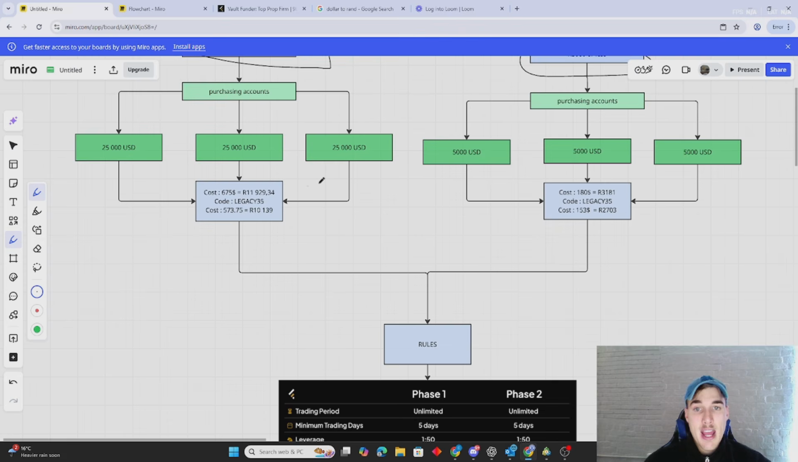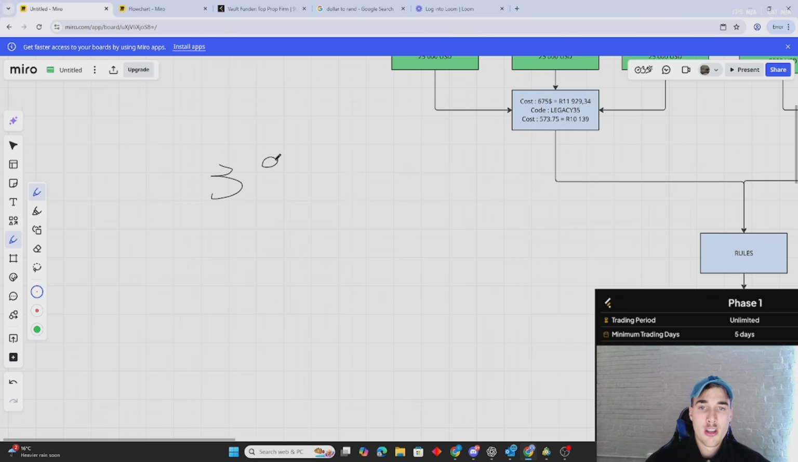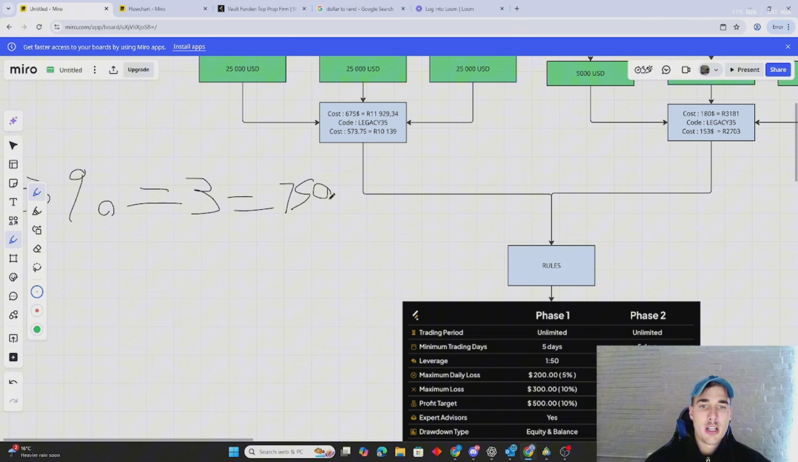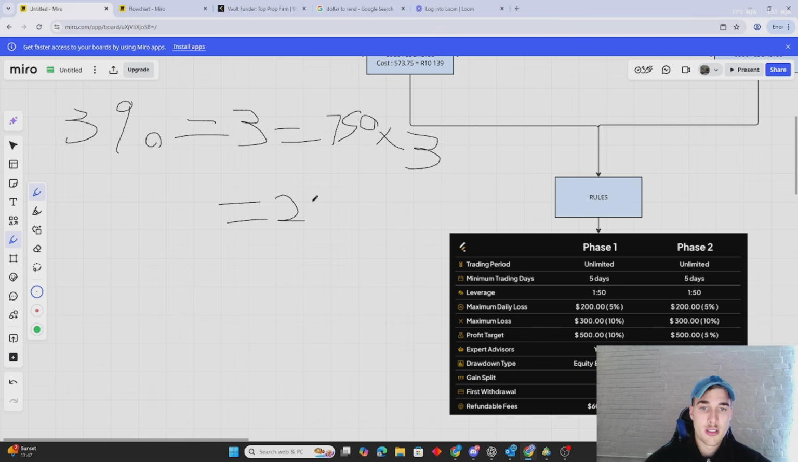I'll make 3% on all 3 accounts, right? All 3 accounts equals $750, right? Times 3, which will equal $2,250 cash in your bank, right? That's if you get 3% on all 3 accounts on the $25,000.